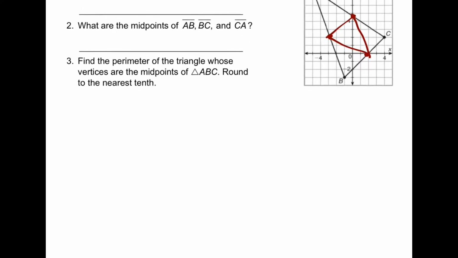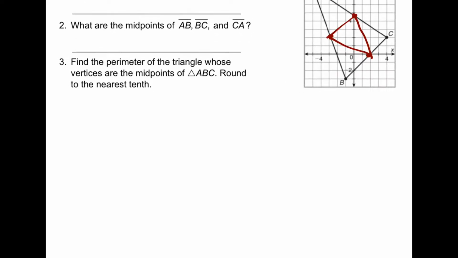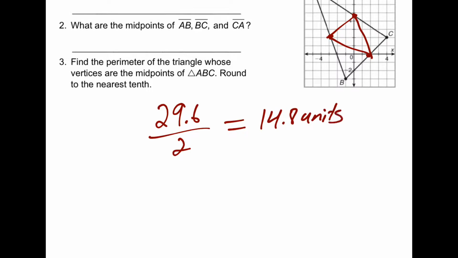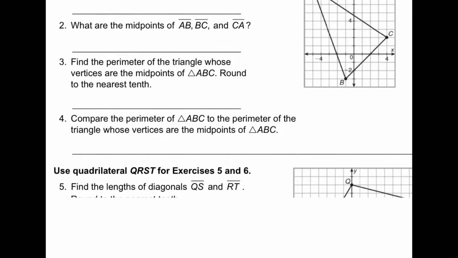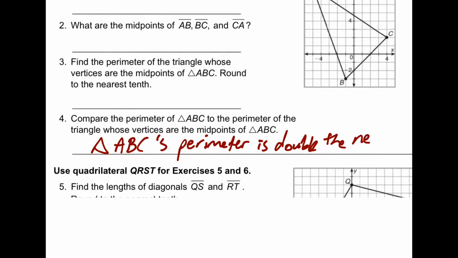Well, I confess for number 3, just by knowing the definition of midpoints and how long these lines will be, when you find the perimeter, they're all going to be half of the original value. So we could take the 29.6 and just divide it by 2 to get 14.8 units. And that's what number 4 is asking about. Triangle ABC. Perimeter is double the new triangle.